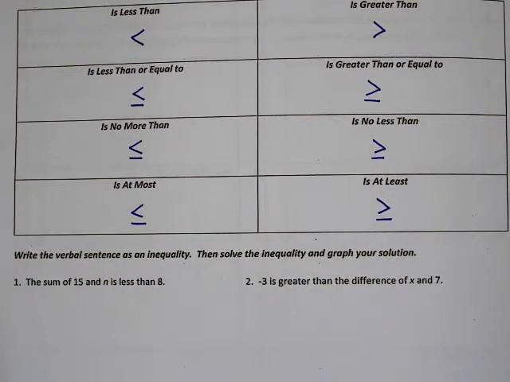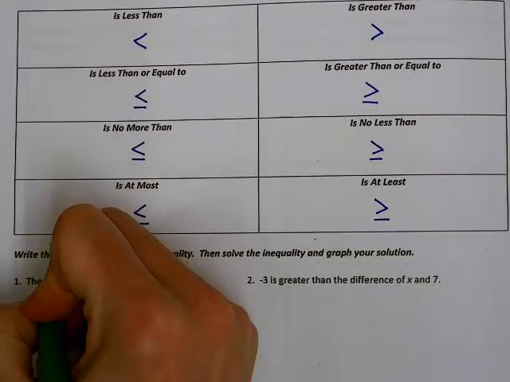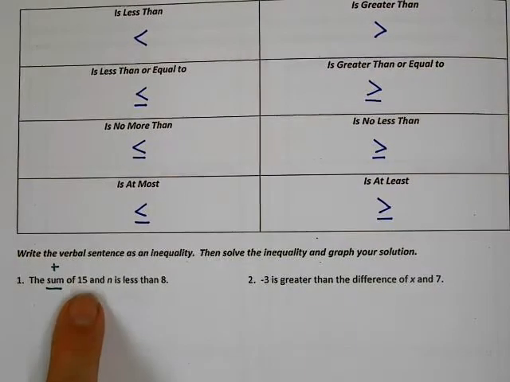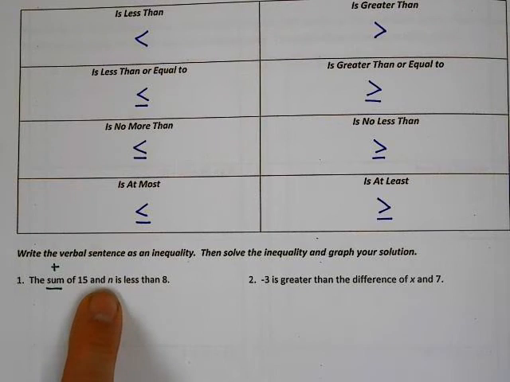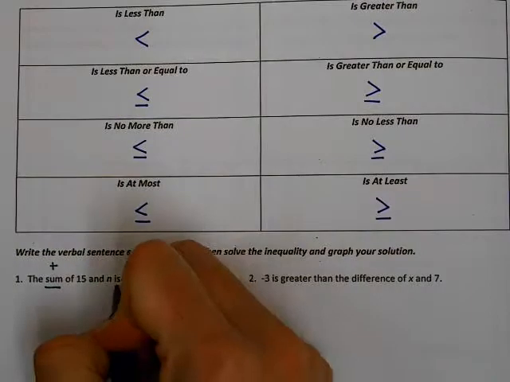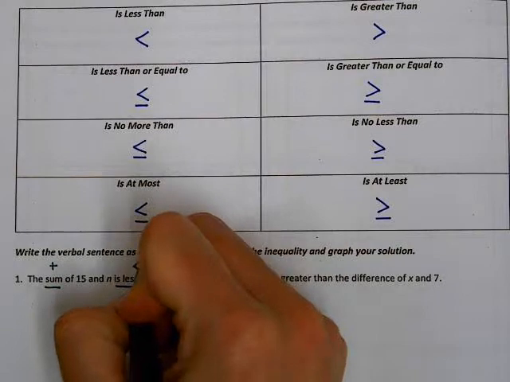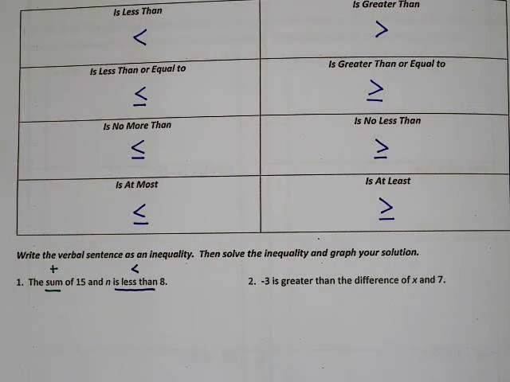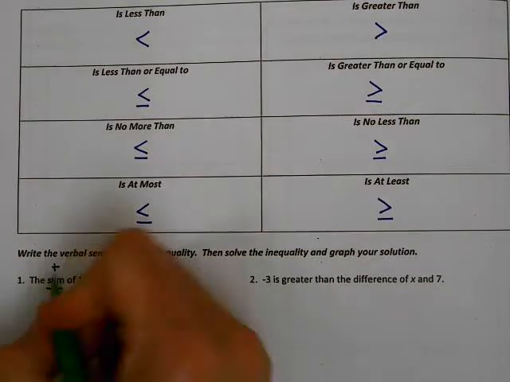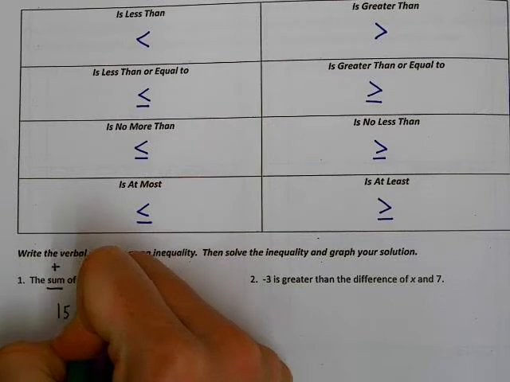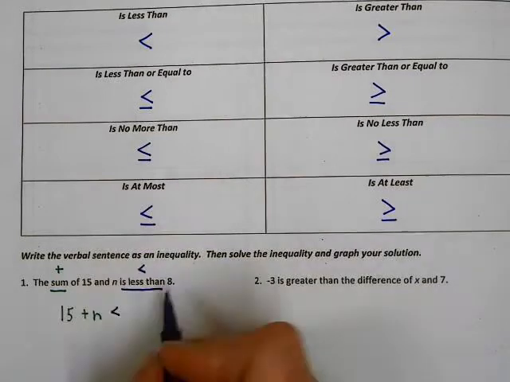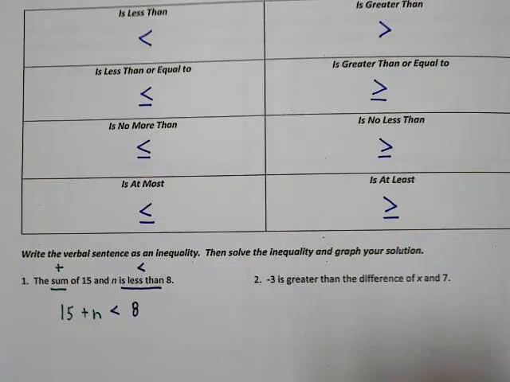So the first thing I see here, I see the sum. I know sum is my keyword for addition. So I'm taking the sum of 15 and n, and then I see is less than. I know that's my inequality symbol, and it tells me it's less than 8. So let's see, I'm taking the sum of 15 and n. So that's telling me to add: 15 plus n is less than, and then I have my value 8.